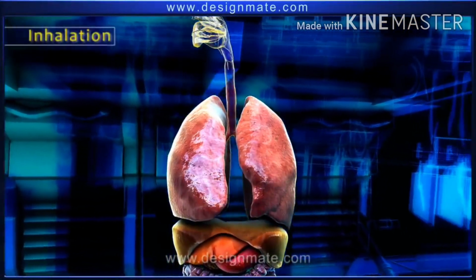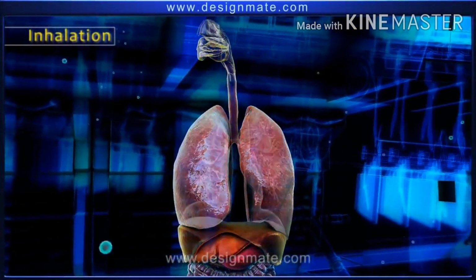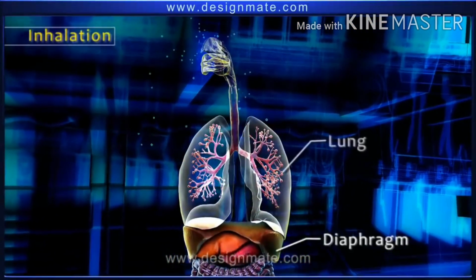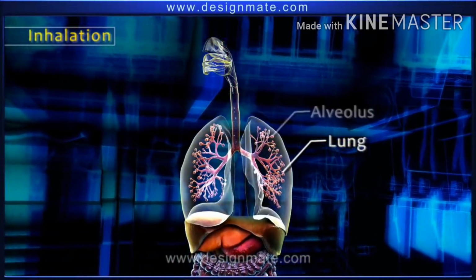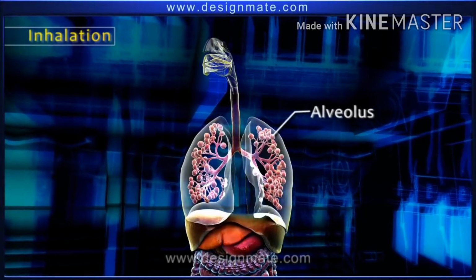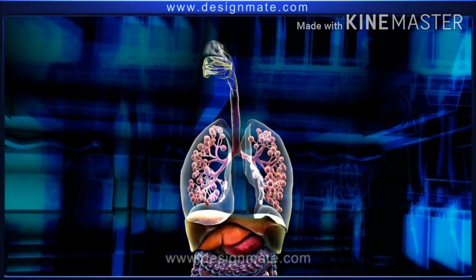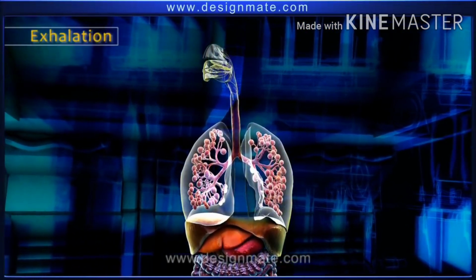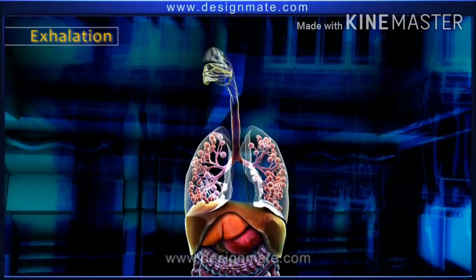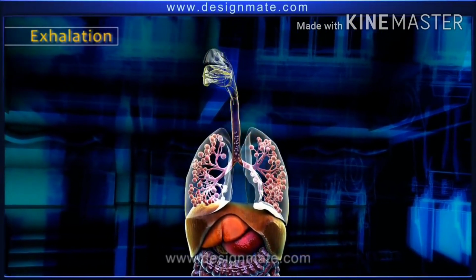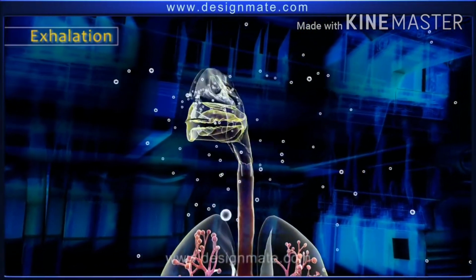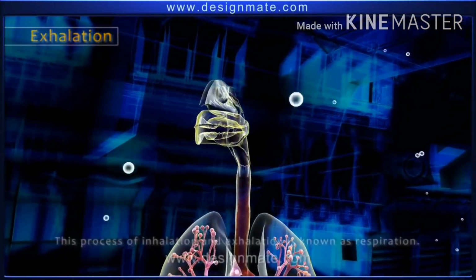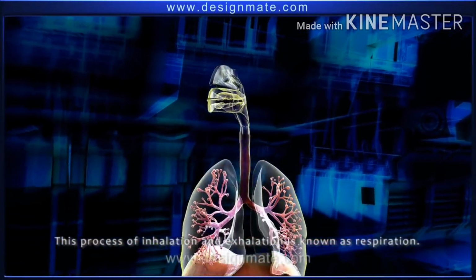During inhalation, ribs move up and outwards and the diaphragm moves down. This movement increases space in our chest cavity and air rushes into the lungs. The lungs get filled with air. During exhalation, ribs move down and inwards while the diaphragm moves up to its former position. This reduces the size of the chest cavity and air is pushed out of the lungs.